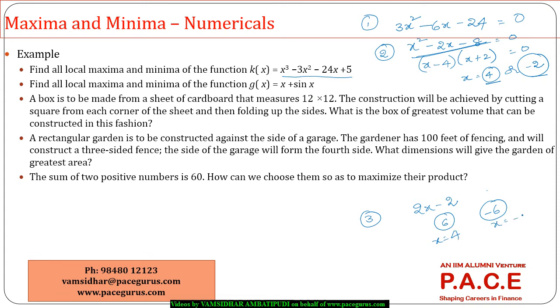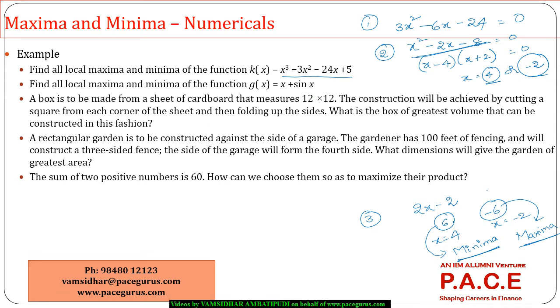When I substitute x equal to minus 2, I get minus 6. So because I got the second derivative value as positive, I say that at this particular point the function is having a minimum value. And the second derivative I got negative here, so at this particular point, the function is having a maximum value.